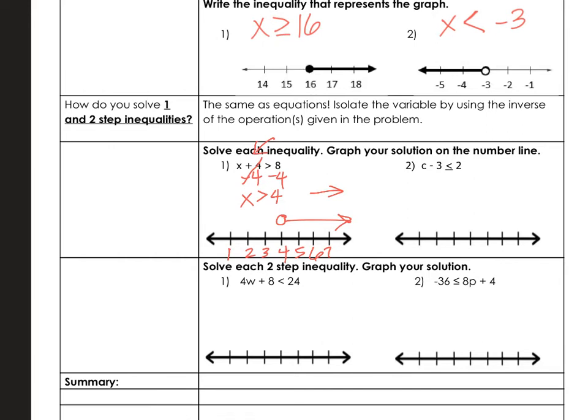Okay, so for this next one, as you can see, my variable's on the left-hand side, c, and I have -3 on that same side, so I need to do the inverse operation. I need to add 3 to both sides. Now I have c is less than or equal to +5. Okay, so I'm going to write some numbers on my number line.